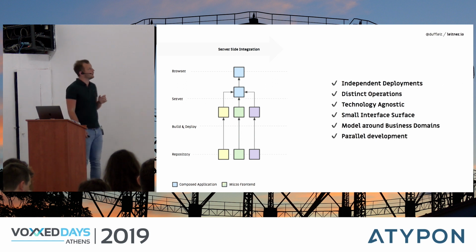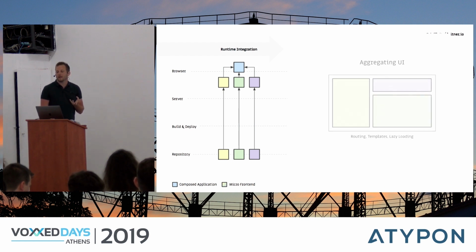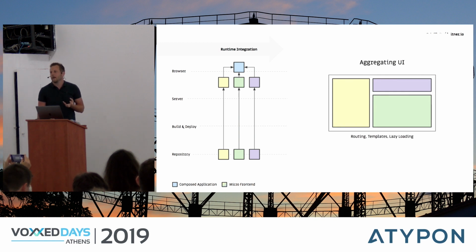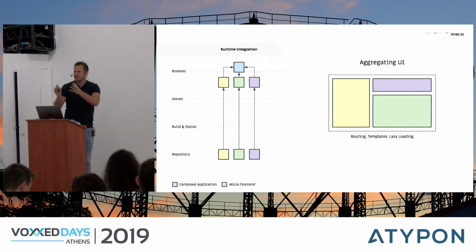So let's take a look at the last one, runtime integration. Well, as I mentioned, runtime integration is usually done by something which we call an aggregation UI. Okay, so there is a UI which aggregates all the frontends together. What Zalando's Tailor did in the backend before is now done in the frontend. So based on the routing, we load templates, and those templates know which micro-frontends to load from the server.